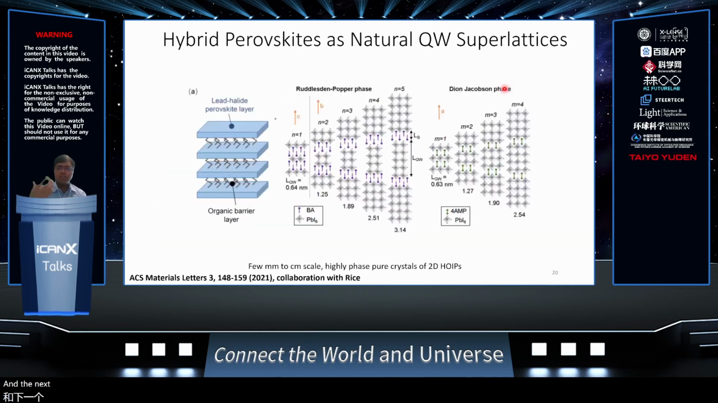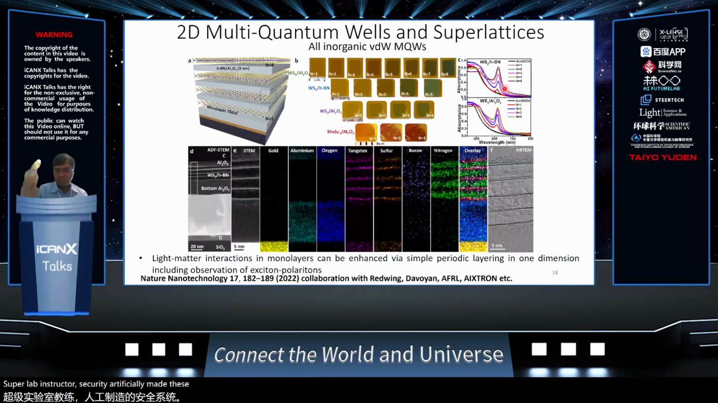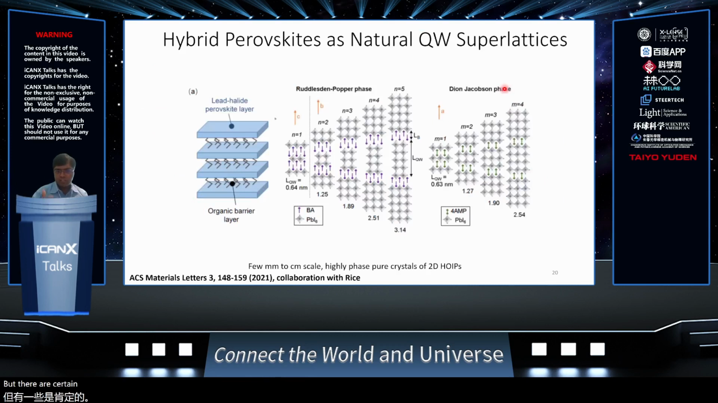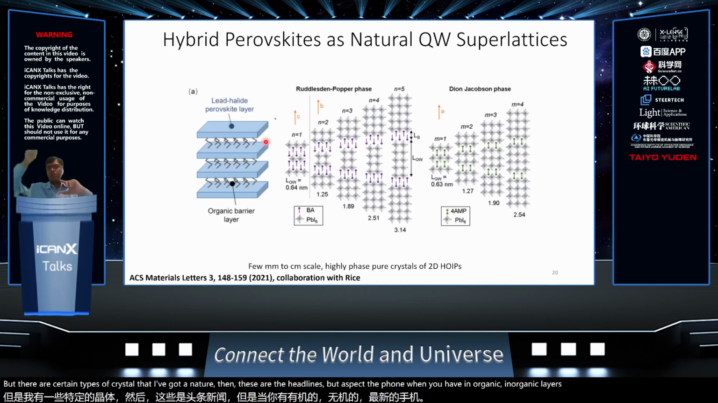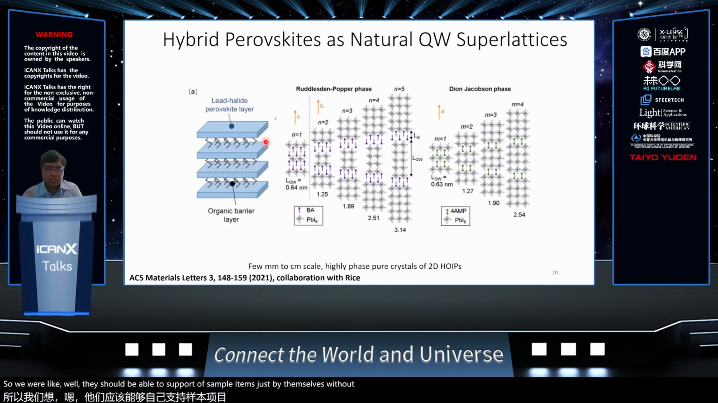And the next system we try to look at now is naturally occurring superlattice structures. So here we artificially made these kind of layered structures, but there are certain types of crystals that occur in nature. And these are the halide perovskite crystals, where you have inorganic and organic layers that are alternating. And even these materials are strongly excitonic in nature. So we were like, well, they should be able to support exciton polaritons just by themselves without the need of any artificial layering. And so the problem is to make these structures in high phase purity.